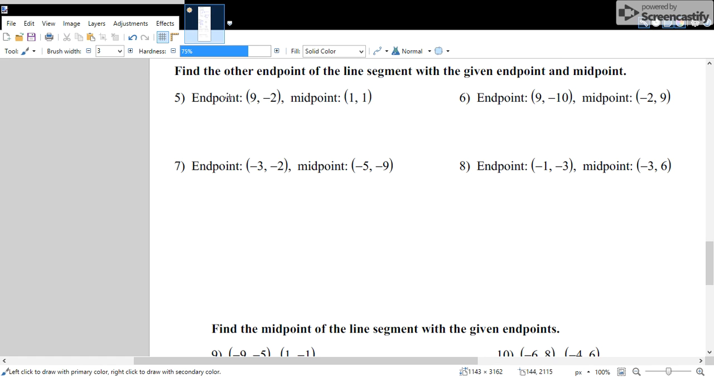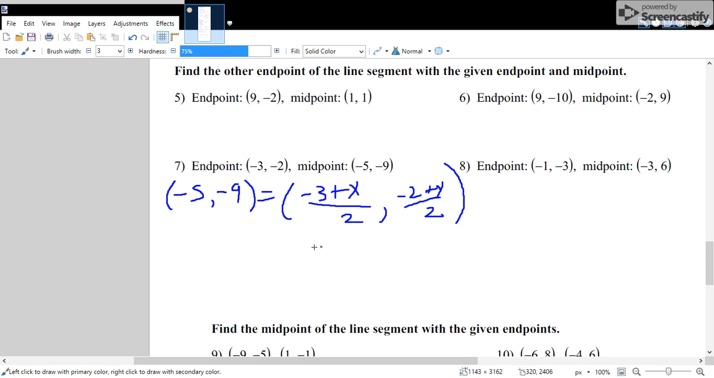Let's look at the next part. Find the other endpoint of the line segment with the given endpoint and midpoint. Let's go ahead and do number 7. So we have an endpoint of -3 and -2, and the midpoint is -5, -9. So let's plug that into the formula. In this case, it's looking for the other endpoint. So we're going to find x and we're going to find y.